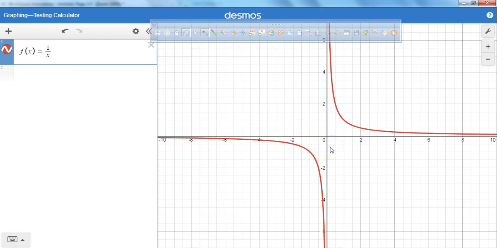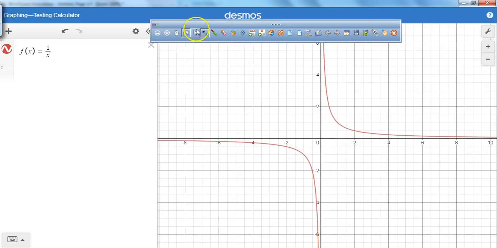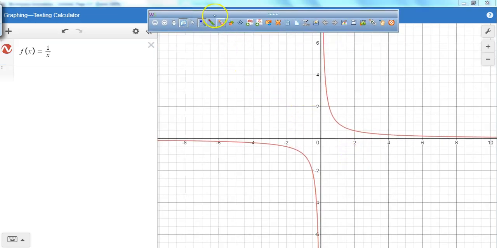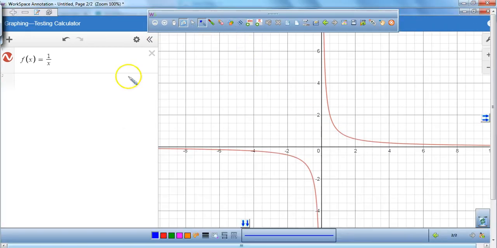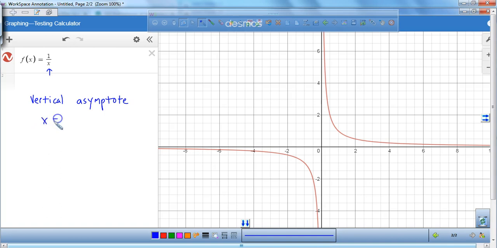So this function right here, you should have a graph of it in your journal. It has a vertical asymptote and it has a horizontal asymptote. All right, so the vertical asymptote is whatever makes the denominator equal to 0. So we have a vertical asymptote at x equals 0. That's what we have, okay?